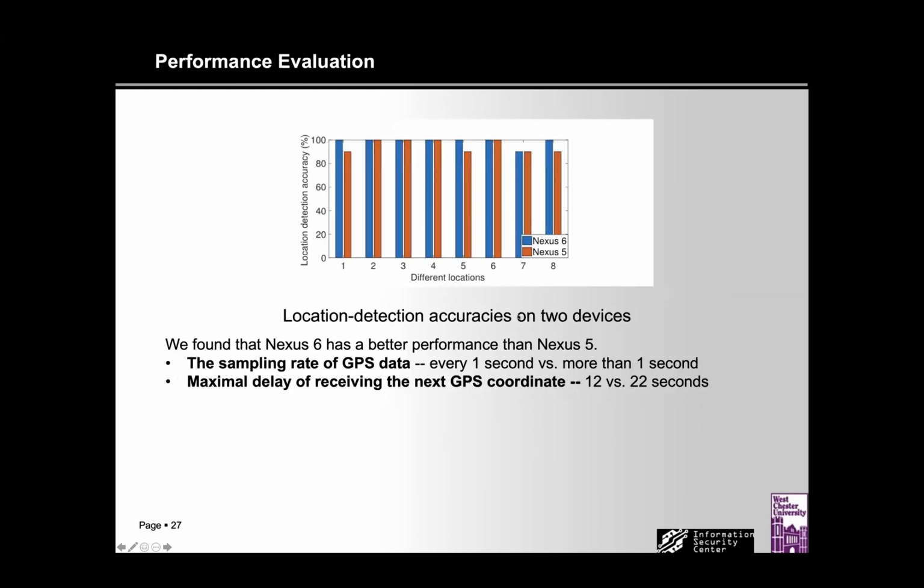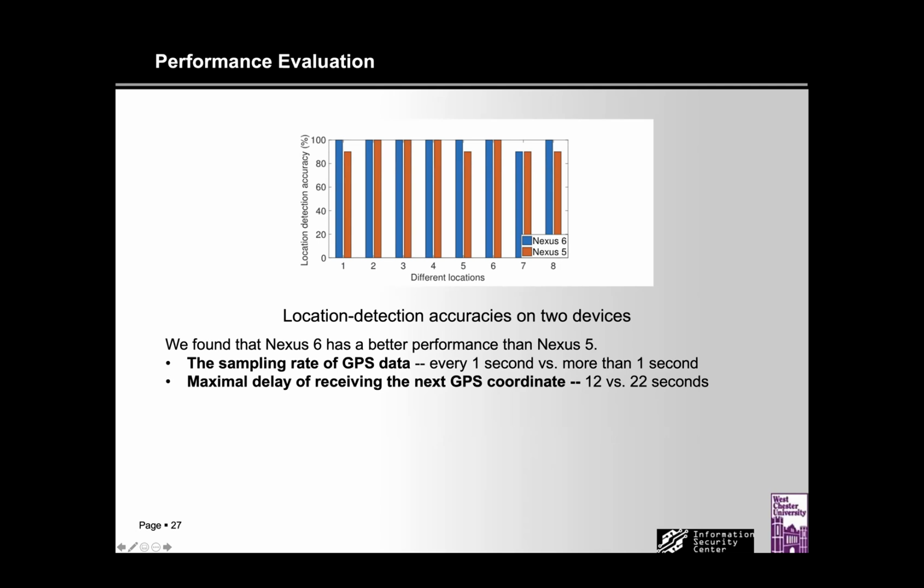And we also try to run our experiment on different types of devices. We asked the volunteer to first carry a Nexus 6 Android phone. Then we also used a Nexus 5, asking them to do exactly the same experiment with the same path. And we find that the Nexus 6 has better performance than the Nexus 5.